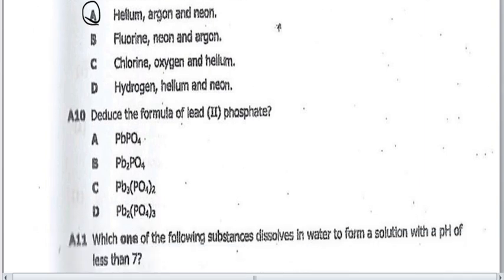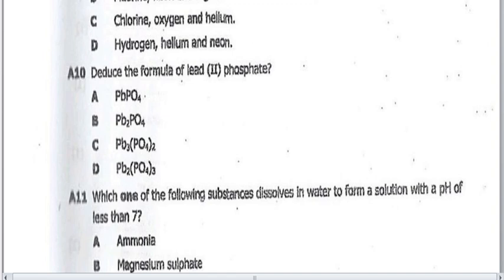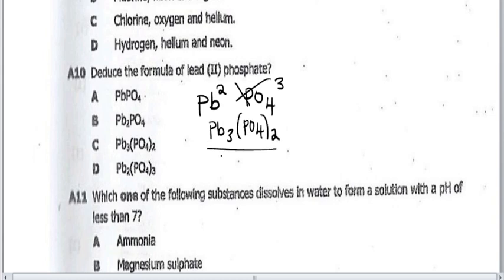Okay, number 10, deduce the formula of lead 2 phosphate. Lead is Pb, then phosphate is PO4. To deduce the formula, you need to understand the valence. The valence of lead 2 is 2, the valence of phosphate is 3. Then these are going to swap. So I'm going to say Pb, the 3 is going to come where the valence is. Then PO4, the 2 will go where lead is. So Pb3(PO4)2. So on number 10, the answer should be C.